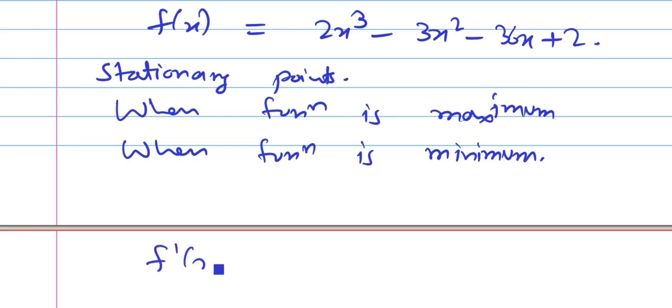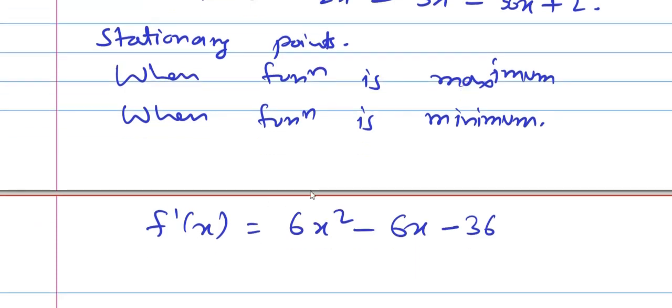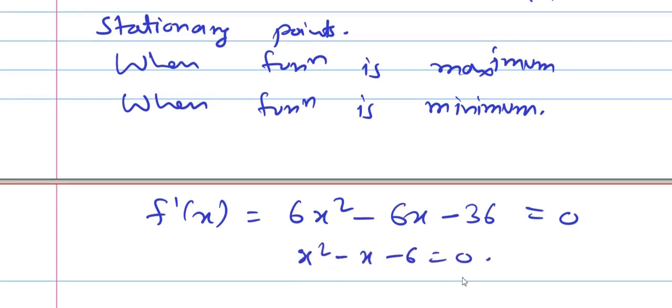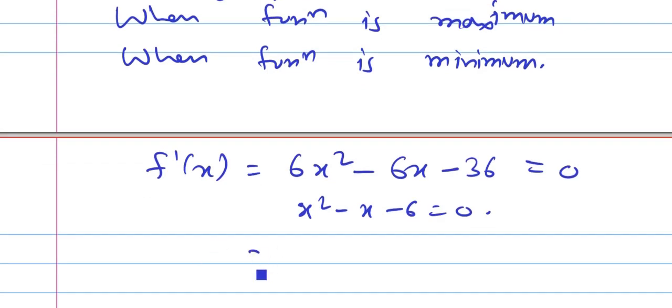So f dash x: 2x cube derivative is 6x square, minus 3x square derivative is 6x, minus 36. So this is the derivative. Equate this derivative with 0 and you will get the stationary points. After equating it with 0, what will I get? x square minus x minus 6 equal to 0. So just find the factors. The factors come out as x plus 2 and x minus 3. You can get the factors using the calculator.